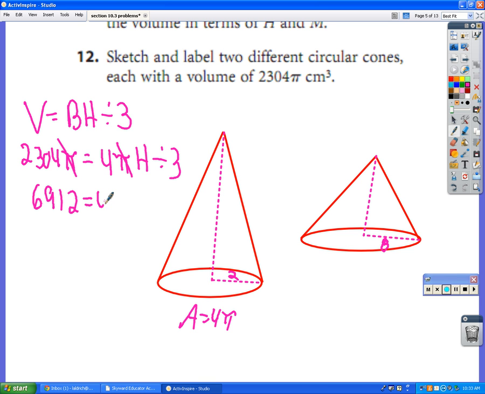So this would be 6,912. Then we divide by 4. 4 goes into 6 one time. It goes into 29... 4 goes into 6,912 and that's 1,728. Okay, 1,728 would be the height. So this one is definitely not drawn to scale. If this is 2, then that's 1,728. Okay?